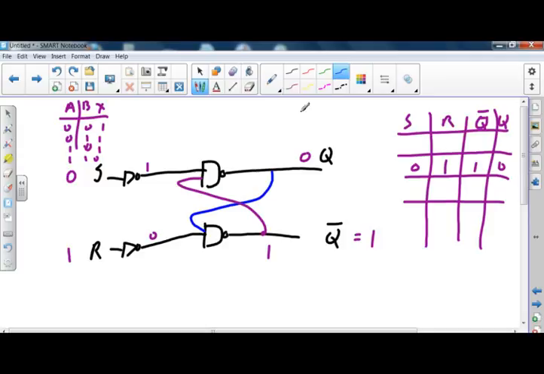Okay, I'm going to do it again. I'm going to put in a 1, 0. Okay, so the 1 becomes a 0, the 0 becomes a 1. I've got a 0 going into the NAND, so I'm getting a 1 out. I have two 1s going into the NAND, I'm getting a 0 out. So my Q is 1 and my Q naught is 0.